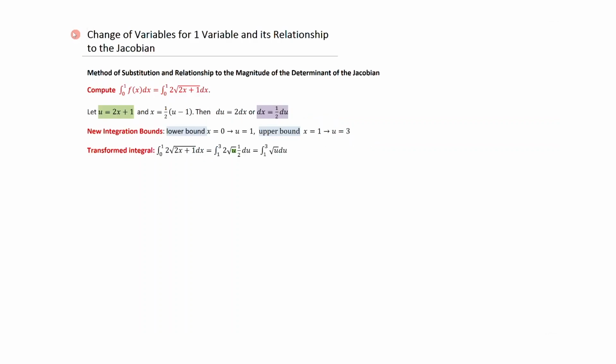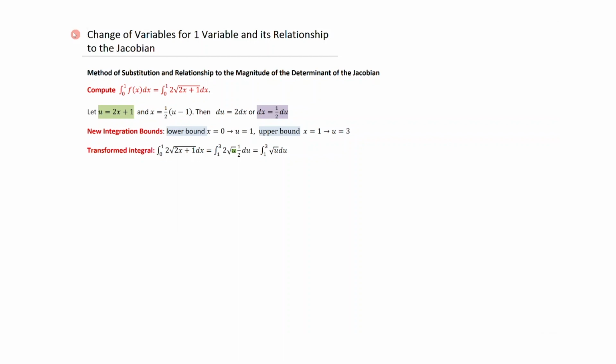All right, let's start with a simple one variable problem, which is something that you basically looked at last year. And that is a change of variables for one variable and its relationship to the Jacobian, which we introduced already earlier. So we're going to use a method of substitution and look at the relationship to the magnitude of the determinant of the Jacobian. So the example to be chosen is the one that's shown here. We're going to integrate some function f of x dx between 0 and 1, where f of x is 2 times the square root of 2x plus 1.